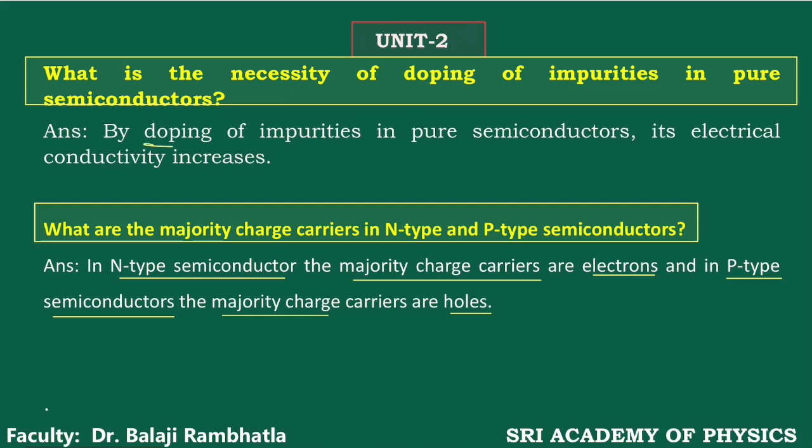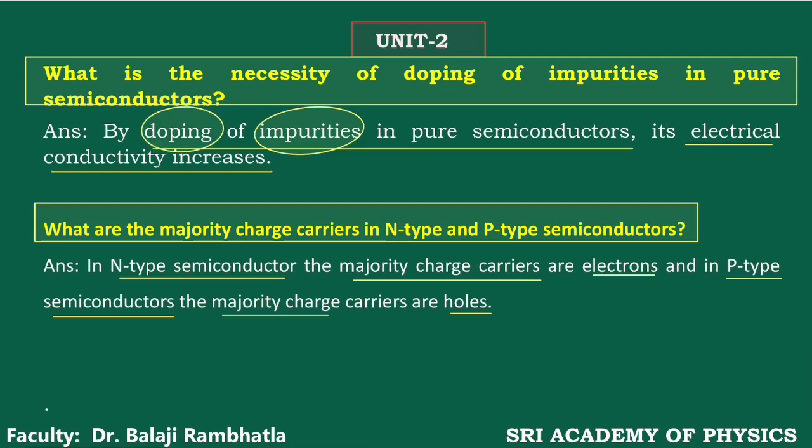By doping of impurities in pure semiconductor, its electrical conductivity increases. So whenever you create defects, there is a change in its physical properties. In case of semiconductors, the impurities are nothing but foreign atoms other than germanium and silicon. The adding of foreign atoms in pure semiconductor is called doping.